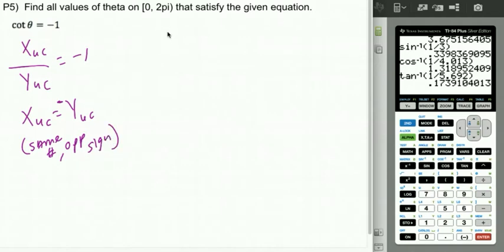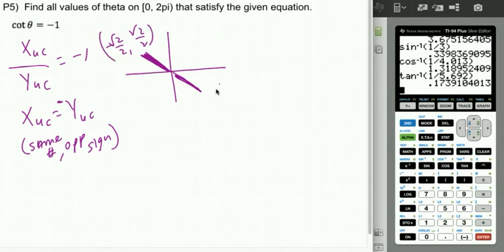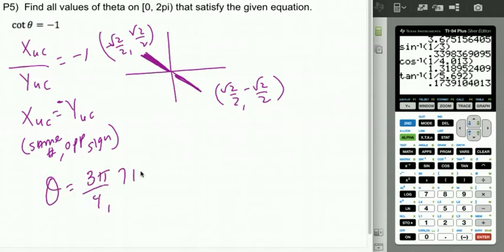Well, that's only going to happen here at this pi over 4 and here at this one, right? Because this is negative root 2 over 2 comma root 2 over 2. And this is positive root 2 over 2 comma negative root 2 over 2. So my answer is going to be that theta is 3 pi over 4 and 7 pi over 4.